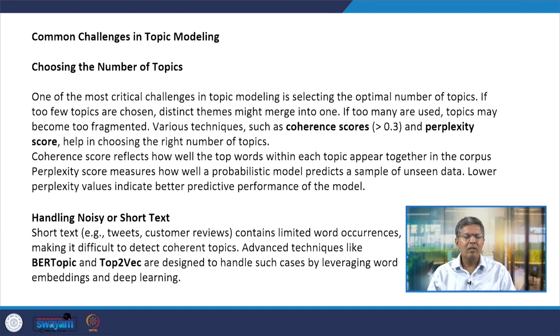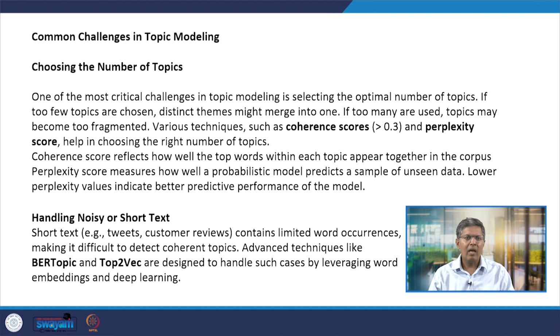Similarly, perplexity score measures how well a probabilistic model predicts a sample of unseen data, right. Lower perplexity values indicate better predictive performance. So it is just the reverse, right. Higher coherence score is good, lower perplexity score is good. Okay. So this is the first thing: you choose the number of topics.